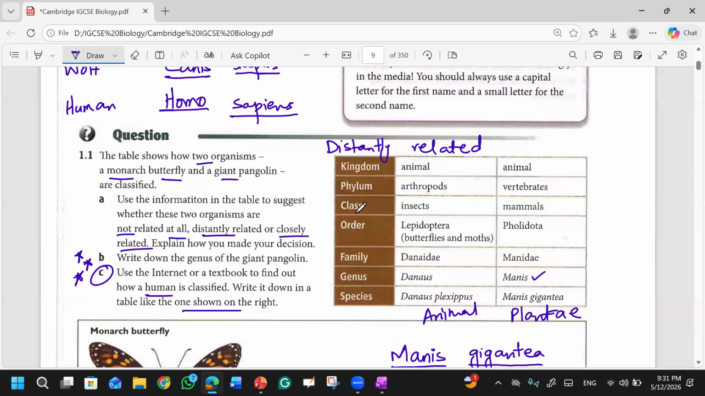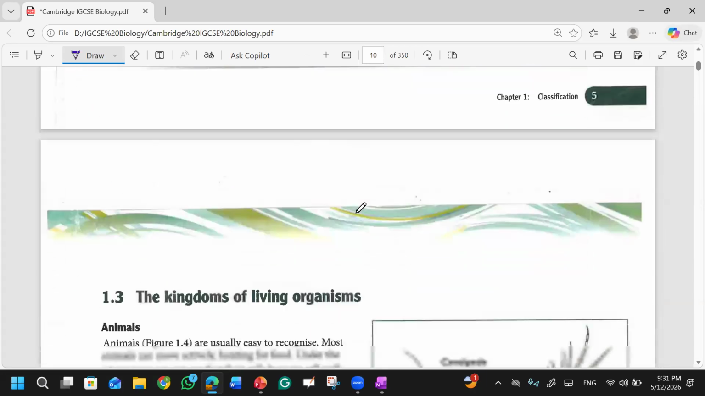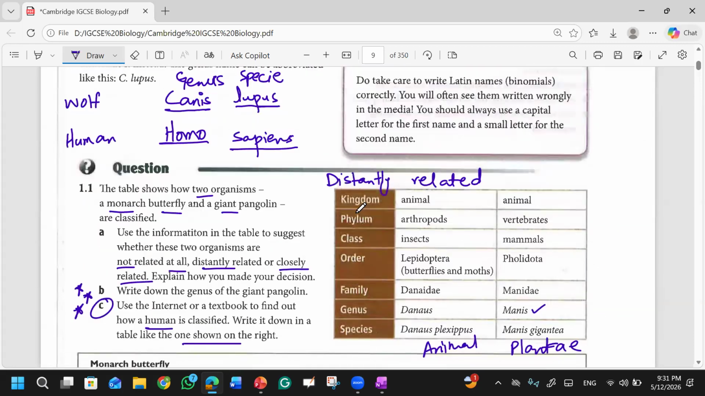I'm pretty sure it's Homo sapiens, where Homo is the genus and sapiens is the species, and the kingdom is Animalia. We can do this for the human being. Firstly, in the kingdom if we write over here, Animalia. Yes, kingdom is Animalia.